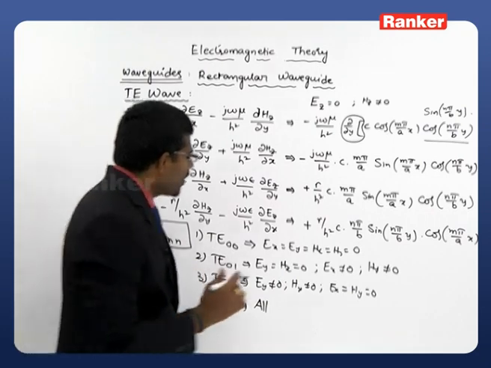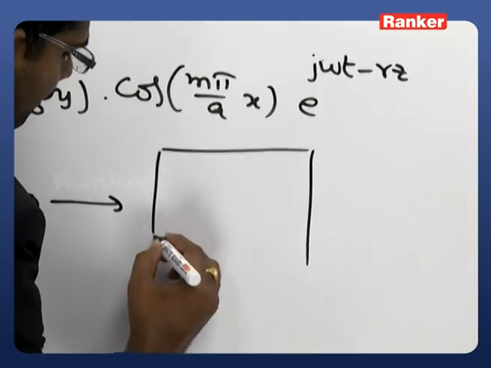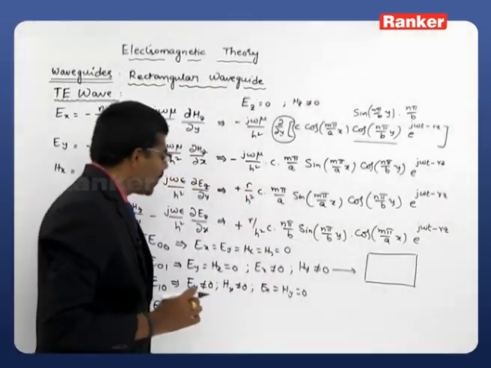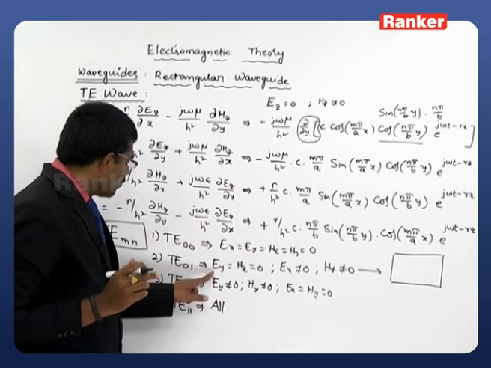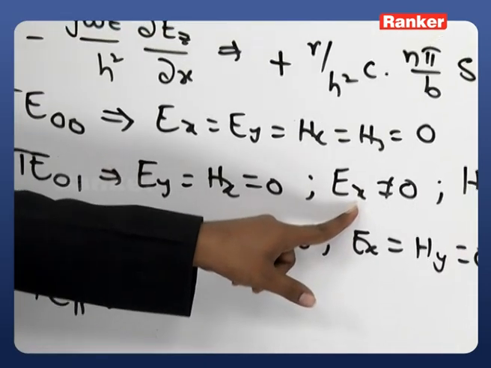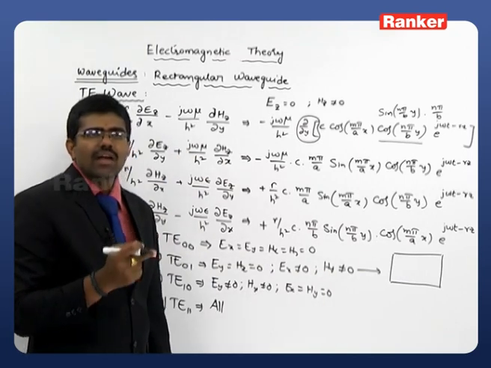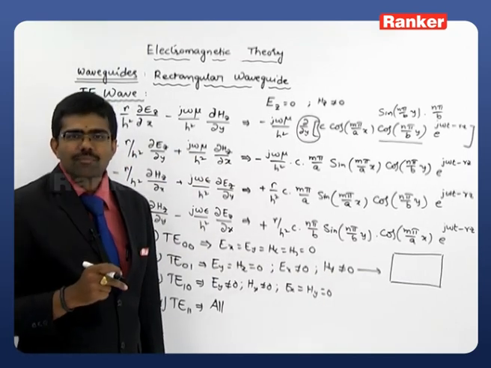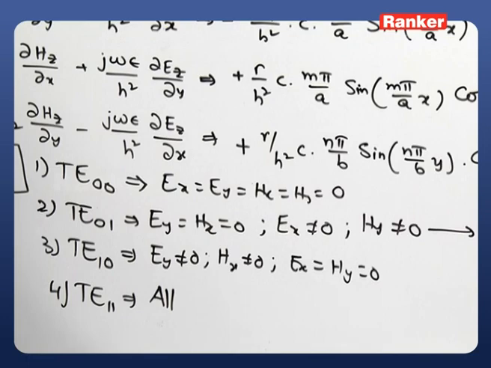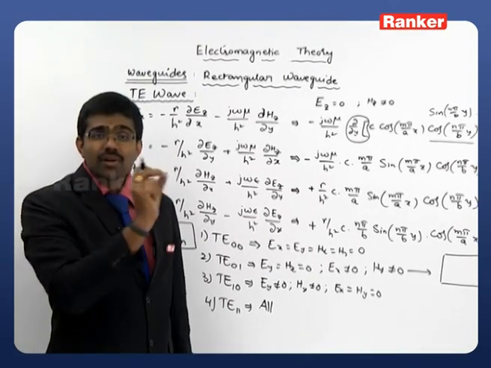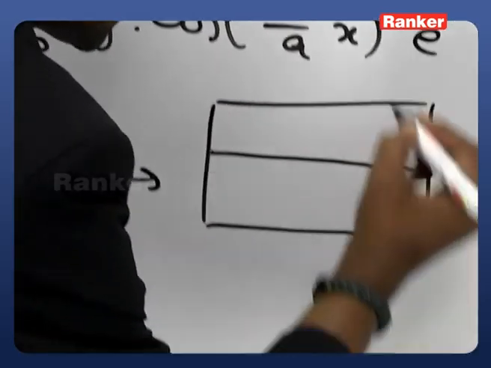For TE01, let us take this as the rectangular waveguide that we have. For this rectangular waveguide, how will the wave variations be? If you want to imagine, you have to imagine like this. What are the field components which exist for us? Ex is existing, that is the electric field in the x direction. Hy is existing, the magnetic field in the y direction. The electric field is in the x direction, that is along the broader dimension it is 0, along the narrower dimension it is existing.